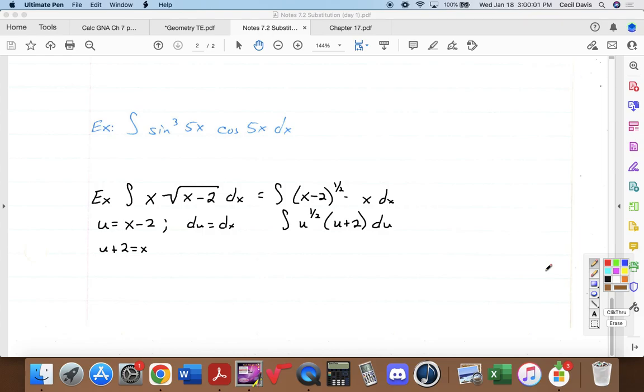Now, that integrand is not nice, but it is something where I can just distribute the u to the 1/2, and then I can do the antiderivative term by term. Whereas here I have this product that I can't do anything with. So this would be the integral u to the 1/2 times u is u to the 3/2 plus 2 times u to the 1/2 is, well, 2u to the 1/2 du.